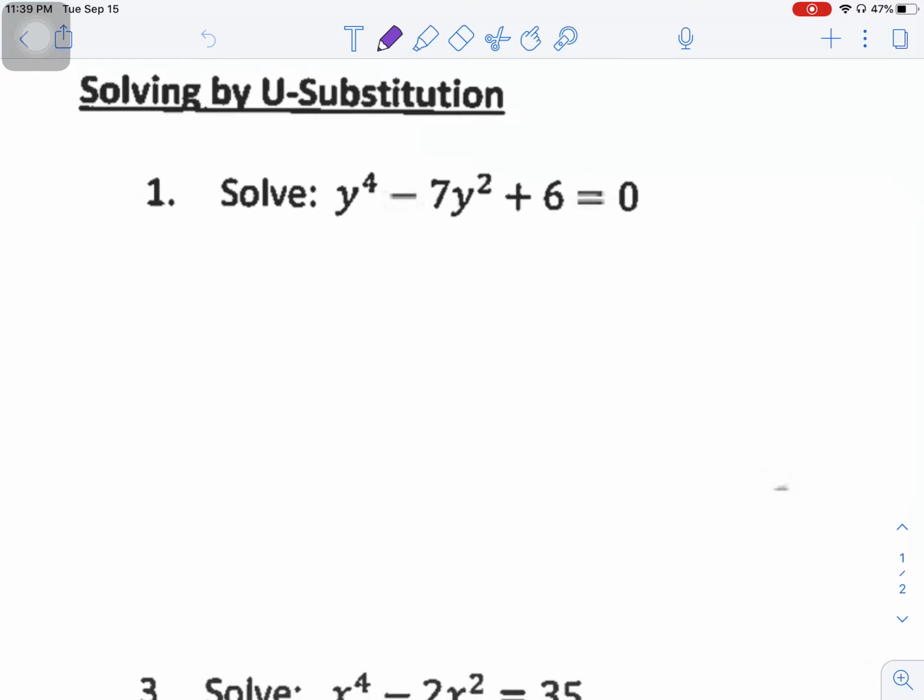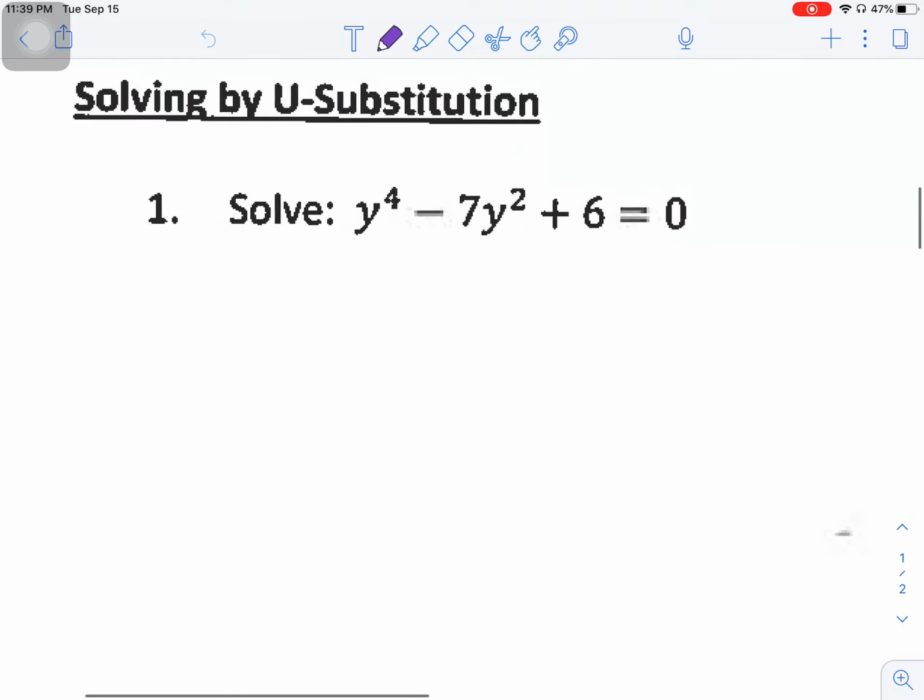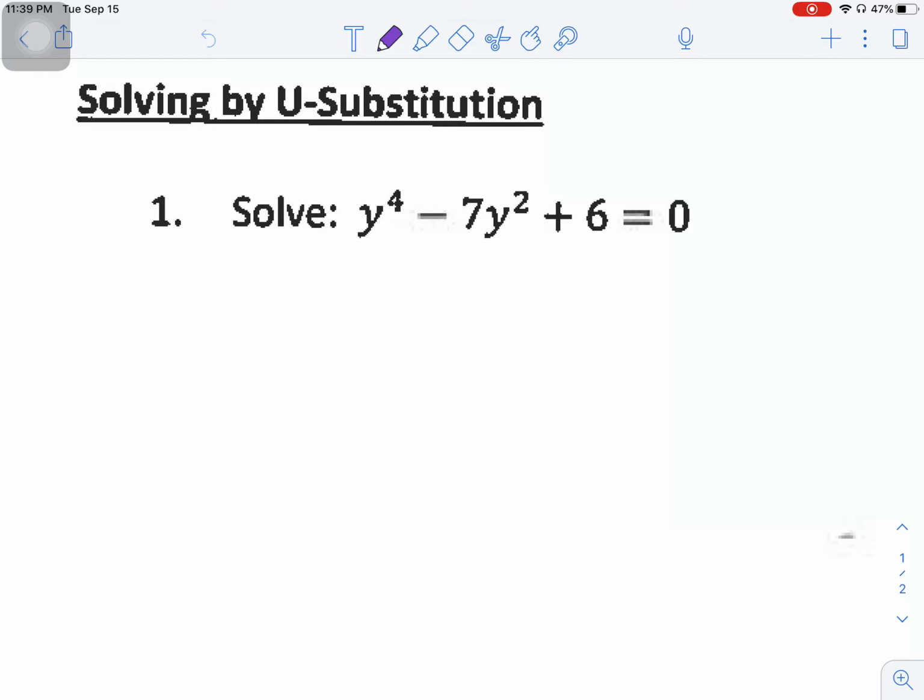I'm going to go ahead and zoom in on number 1 here. Apparently I'm also going to make the screen freeze. Sorry about that. So number 1, you've got y to the 4th minus 7y squared plus 6. Because we're dealing with y to the 4th and y squared, what I want to do is turn this into u squared and 7u. So what I said for this problem is that u is equal to y squared. I'm basically simplifying the problem to turn it into something I can solve. So plus 6 is equal to 0.